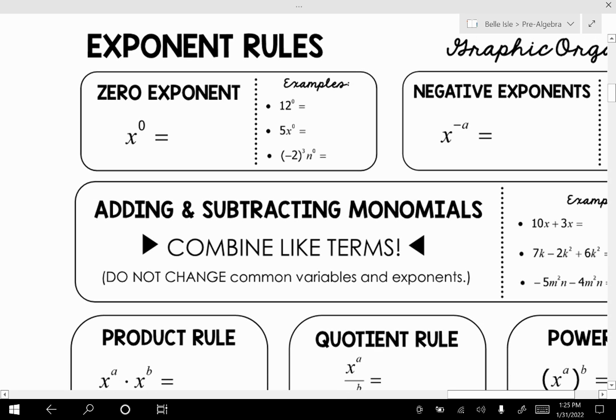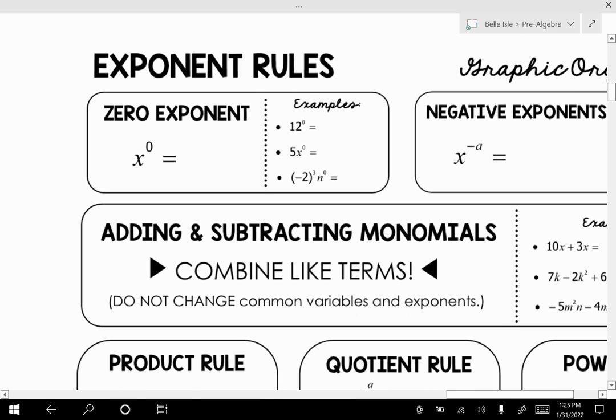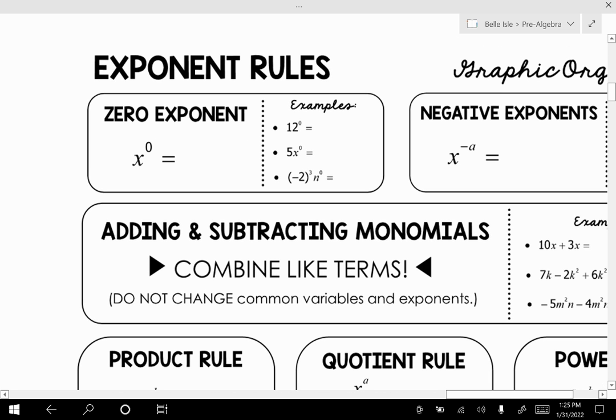Zero exponent rule. Anytime you have a base number, so if we're looking at x to the 0 power, what is the base number? X. Okay. Anytime you have a base number set equal to a 0 exponent, the rule is it equals 1. Okay. 12 to the 0 power. 1. 5x to the 0 power.